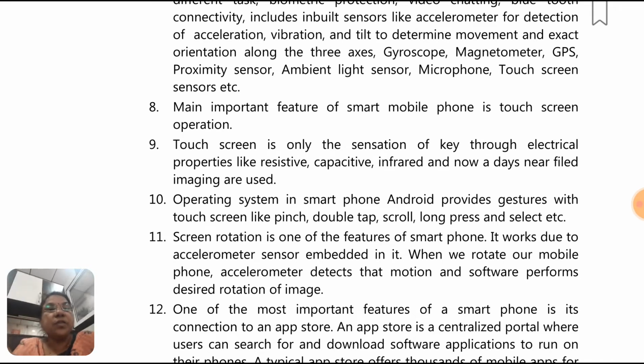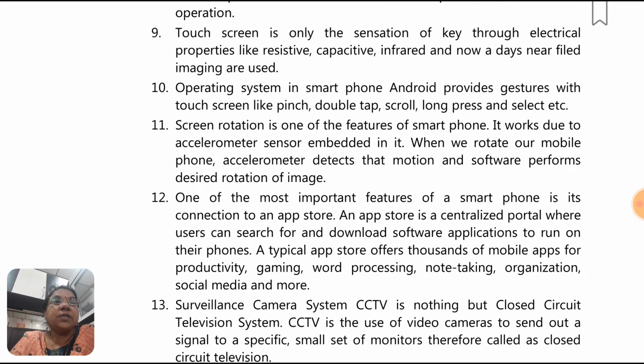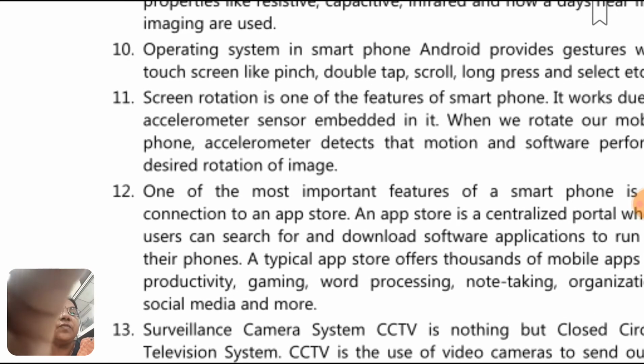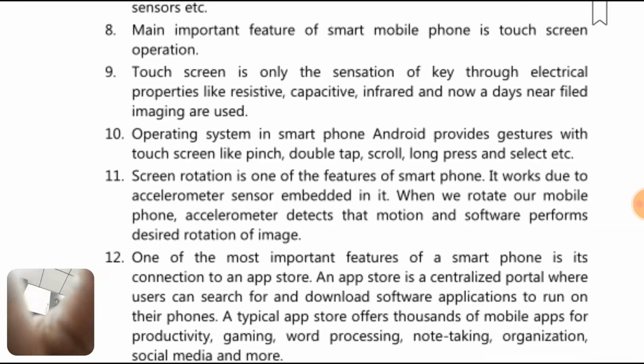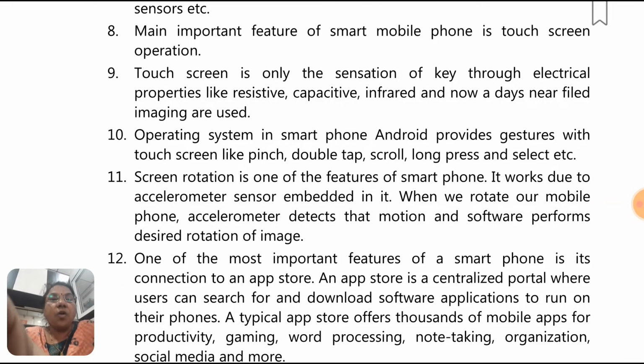Main important feature of smart mobile phone is touchscreen operation. Touchscreen is only the sensation of key through electrical properties like resistive, capacitive, infrared, and nowadays near field imaging are used. Operating system in smartphone, Android, provides gestures with touchscreen like pinch, double tap, scroll, long press, and select, etc.